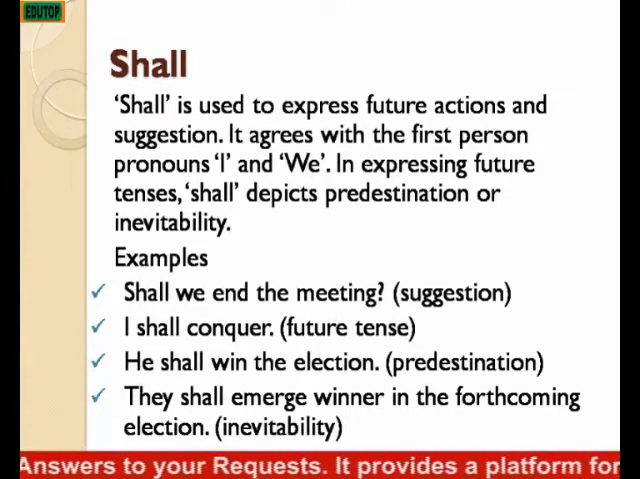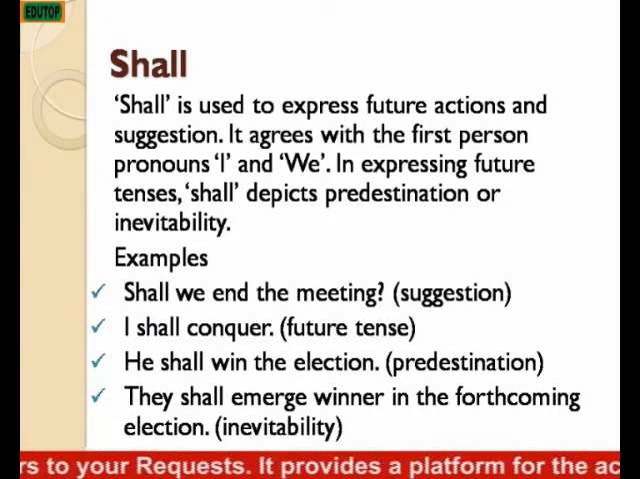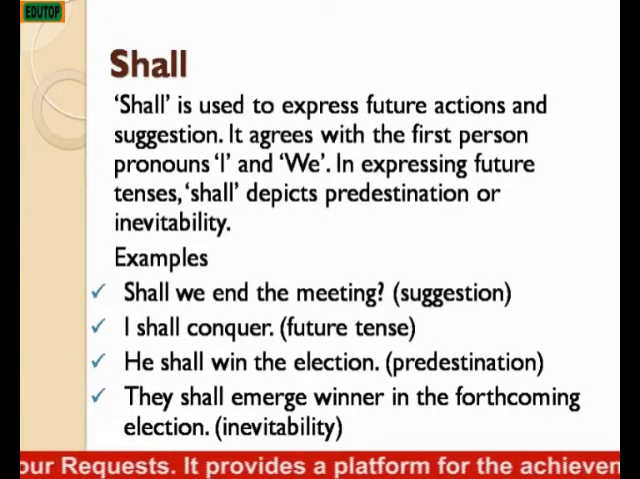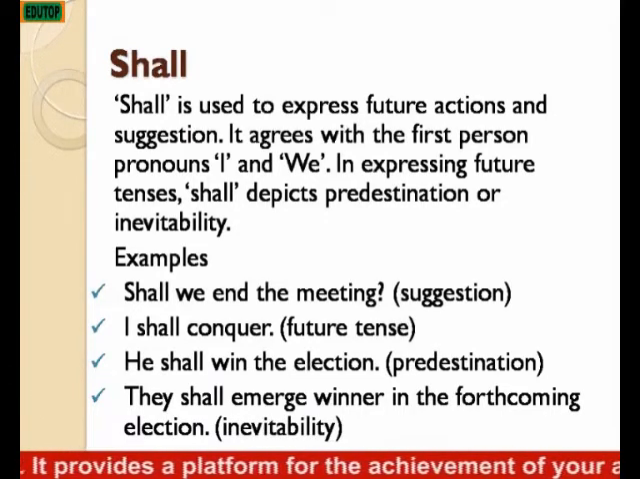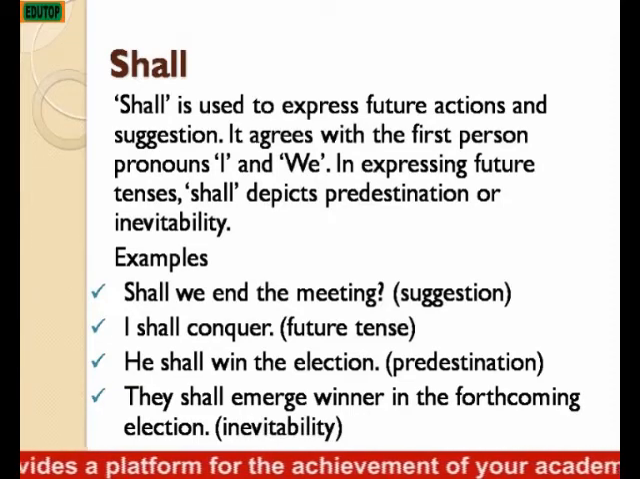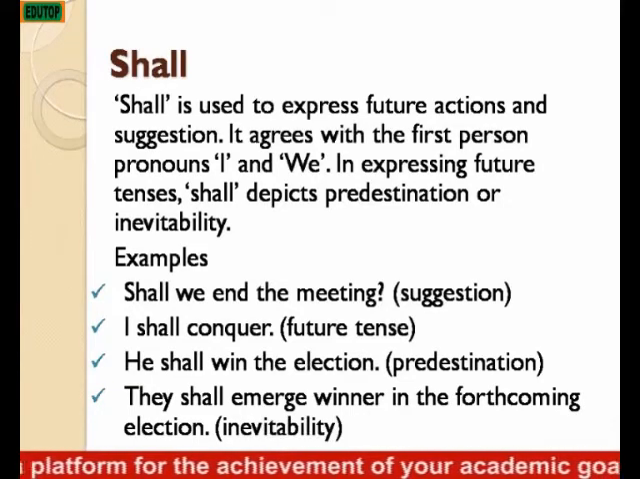I shall conquer. It is a future tense. He shall win the election. This is predestination. They shall emerge winner in the forthcoming election. This is like a certainty or inevitability.